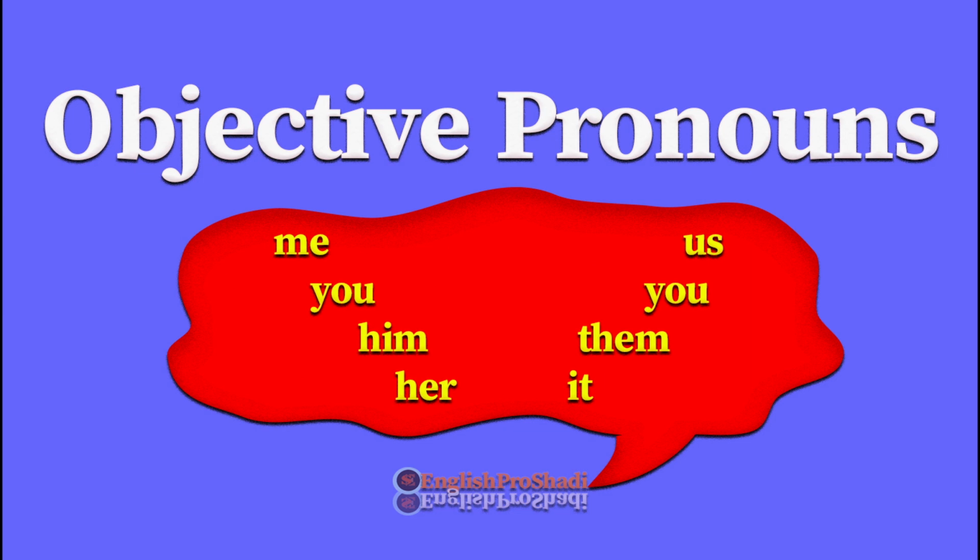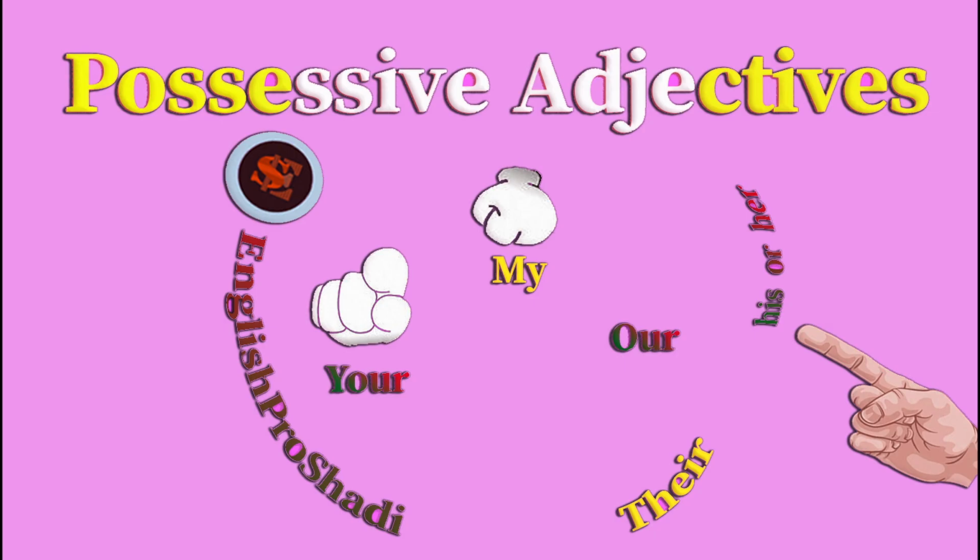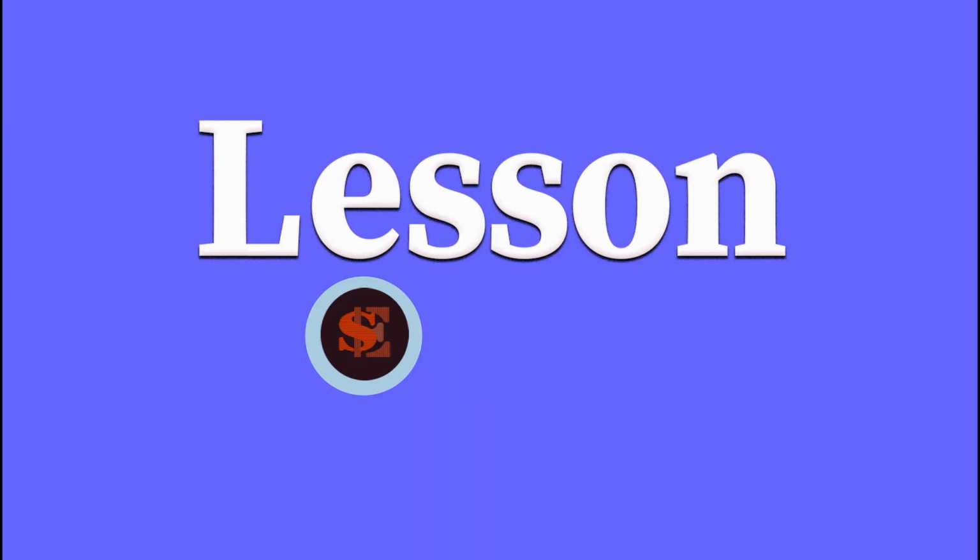Here in this session, we're going to learn about object pronouns: me, you, him, her, it, us, you, and them. To learn them, you need to know how to use subject pronouns and possessive adjectives. And to be more knowledgeable in both, you can watch these two previous videos. Lesson.